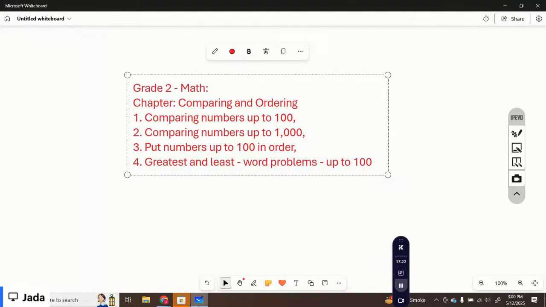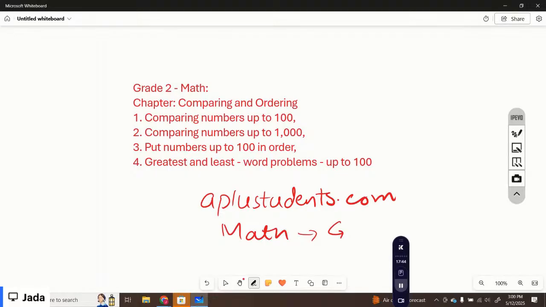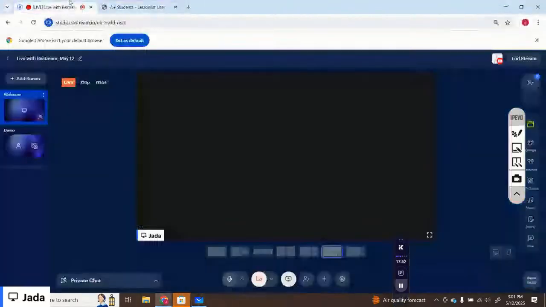We are here for grade 2 math. You can find all the lessons on abliststudents.com. You have to log in there using your email address and password as provided by the administrator. Then you have to select math from the subject tab, scroll down to grade 2 math, and then click on view all lessons. There you can find chapters.